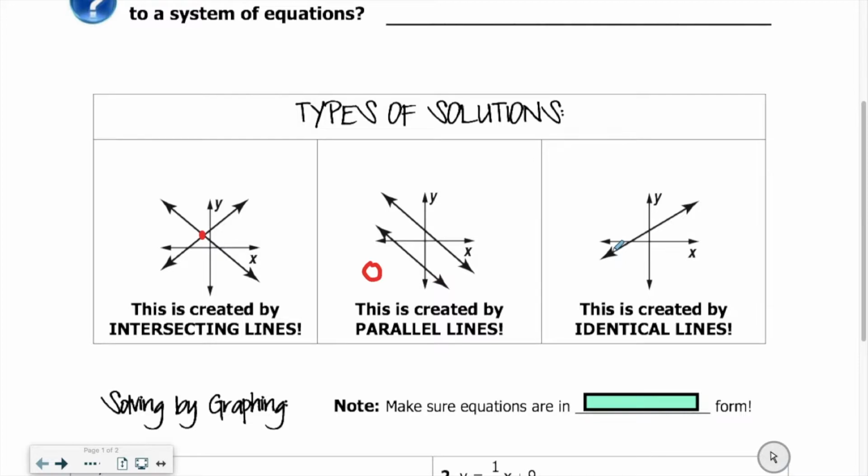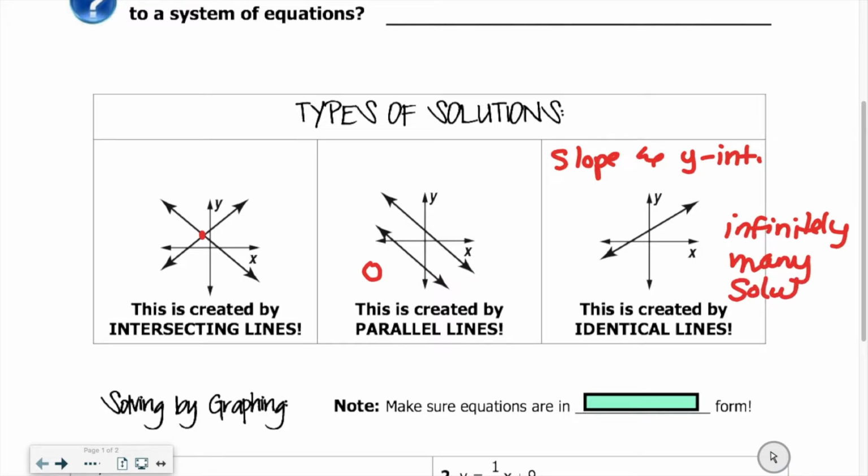Then if it's the same line, you might not know it's the same line. Most of the time when you get a question, you'll know it's the same line if it has the same slope and the same y-intercept. If they have both of these the same, then it's the same line. Therefore, it's infinitely many solutions. That means every single solution for one of the lines is exactly the same solution for the other line because it's the same line.